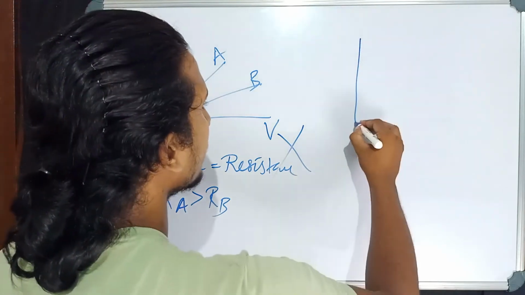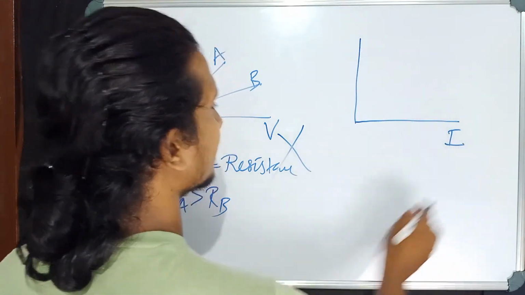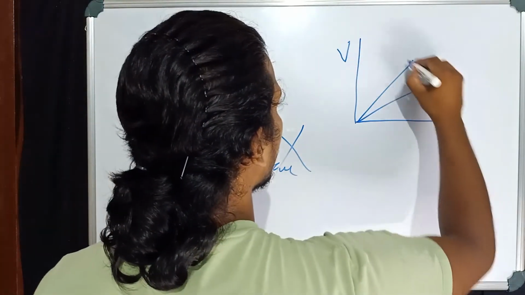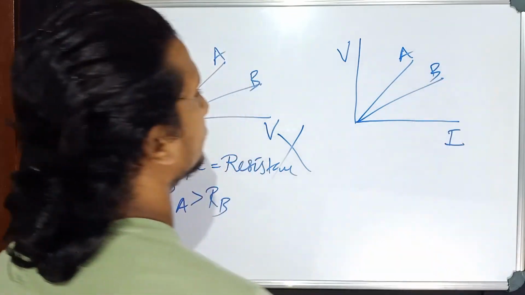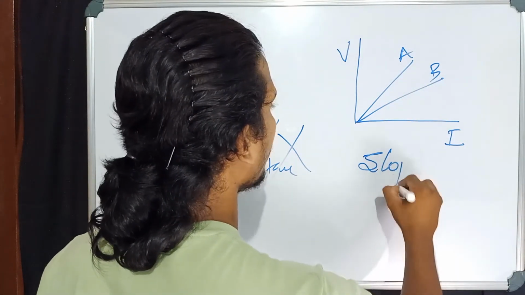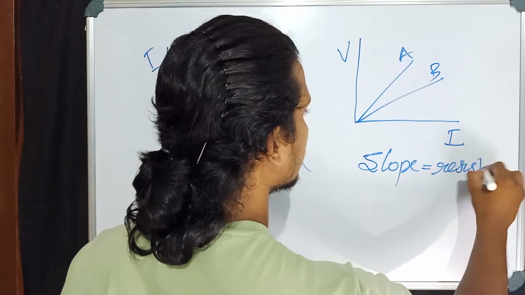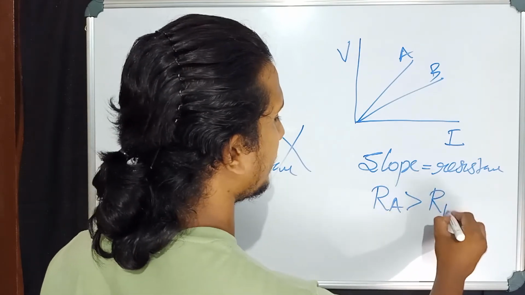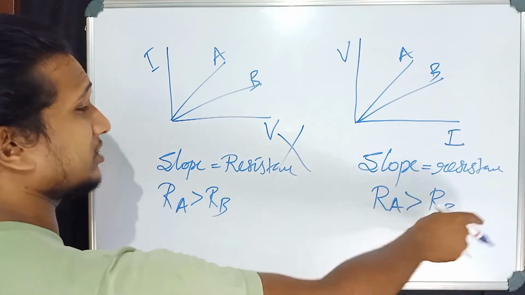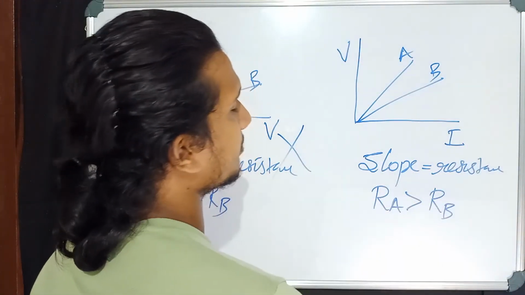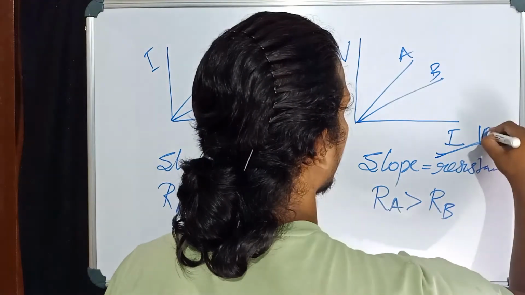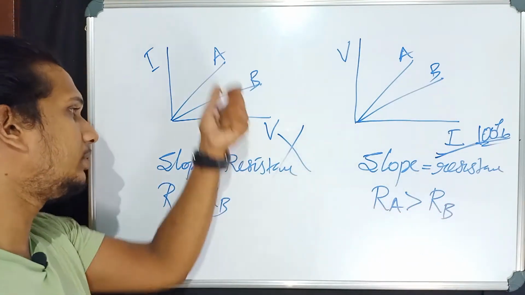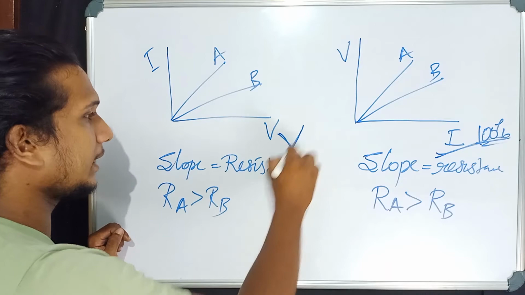I will show you one more graph. Now current is on the x-axis and voltage on the y-axis, and the same two straight lines are here, one for metal A, one for metal B. And here I will write: slope of this graph is equal to resistance, and over here the resistance of A is greater than the resistance of B. For this graph these whole statements are completely right, 100% right, no problems with these things. But if you look into the previous graph, all this data is completely wrong.